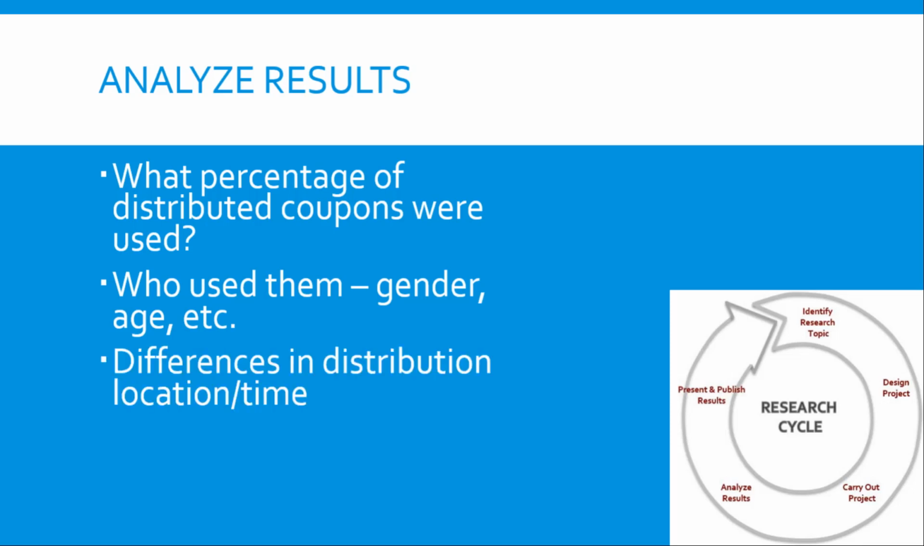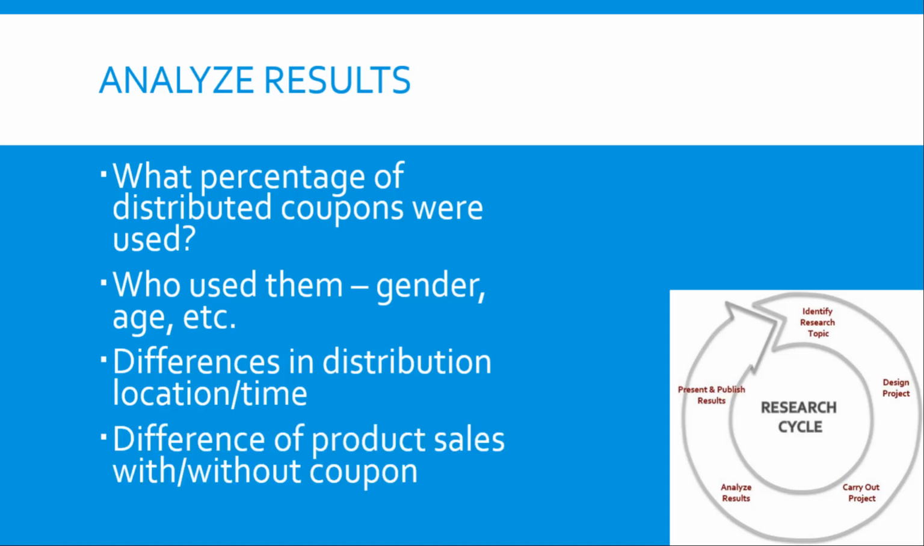And then there are differences in distribution of location and time. Depending on where these coupons were handed out, did it make a difference? For example, did we have more people coming out of the coupons that were distributed at Stout versus the ones that were distributed in the paper? And what difference in product sales with or without coupons?